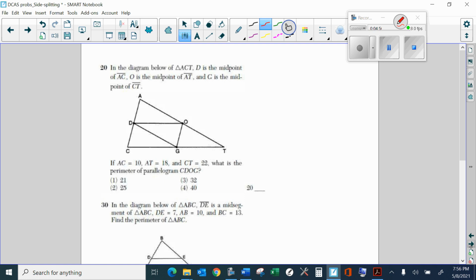Okay. O is the midpoint. These are all midpoints again. Okay, so it's going to be similar to the last problem. AC is 10, so that makes these 5 and 5, which makes this 5. AT is 18, so 9, 9, and 9. CT is 22, so that makes it 11, 11, and 11. What's the perimeter of parallelogram CDOG? Okay, so we got 10 plus 22 is 32.